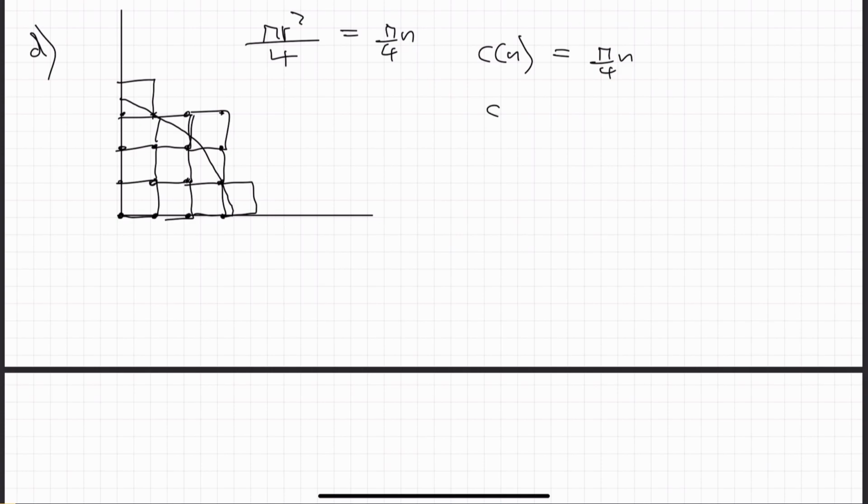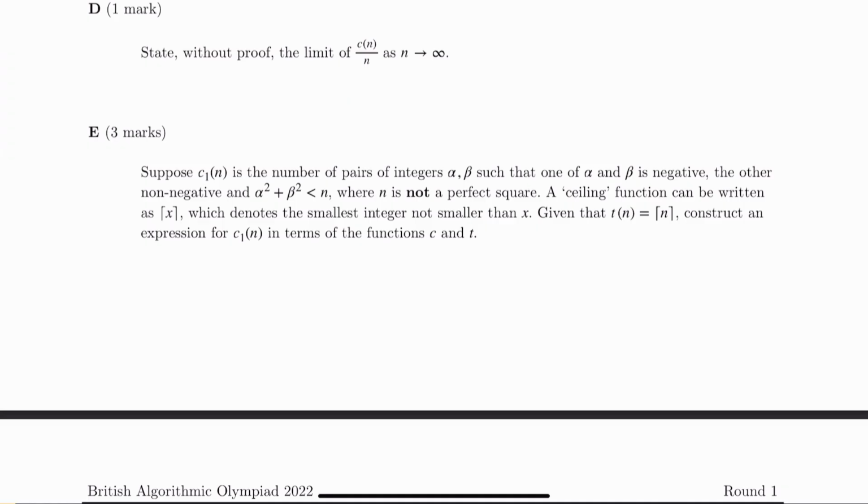Then we can simply rearrange it to get C of n over n is pi over 4. And that's it for question D. Okay, part E for 3 marks.